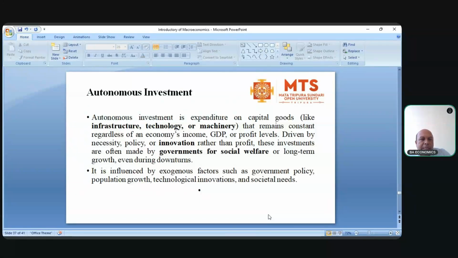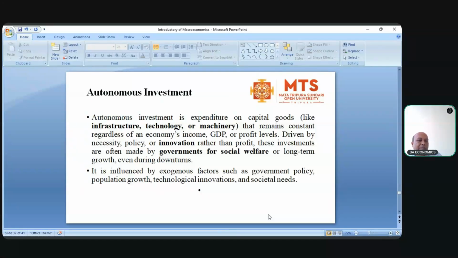In language, it is written that autonomous investment is expenditure on capital goods like infrastructure, technology or machinery that remains constant regardless of an economy's income, GDP or profit level, driven by necessity, policy or innovation. Basically, it means that the government does autonomous investment for social welfare, for running various welfare activities. In autonomous investment, the government never looks at income generation or income creation. In this case, the government only looks after the welfare of society.